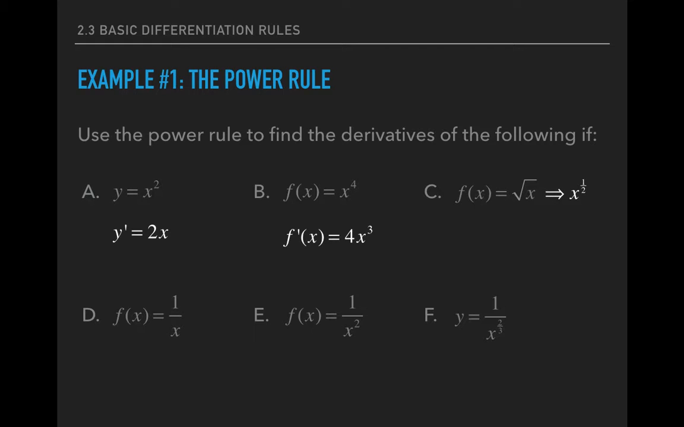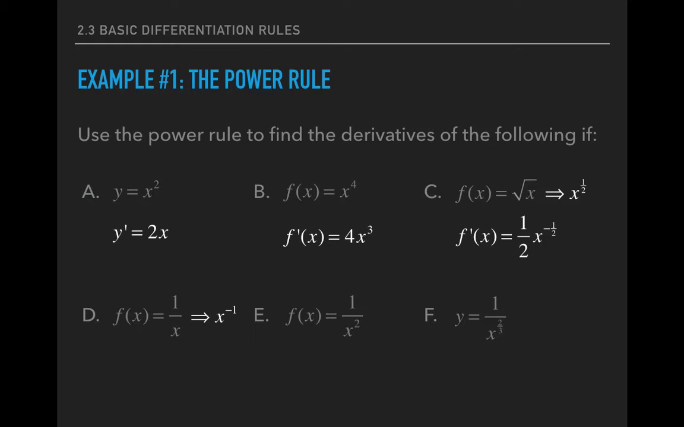Now this isn't written as a power, problem C, but you could write it as a power. It's to the 1/2 power. So f prime would be 1/2 x, because you take and multiply it by the power. The original power becomes your coefficient. And then you decrease the power by 1. So 1/2 minus 1 is negative 1/2.